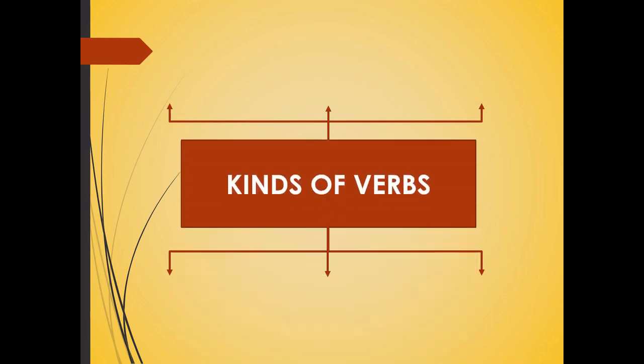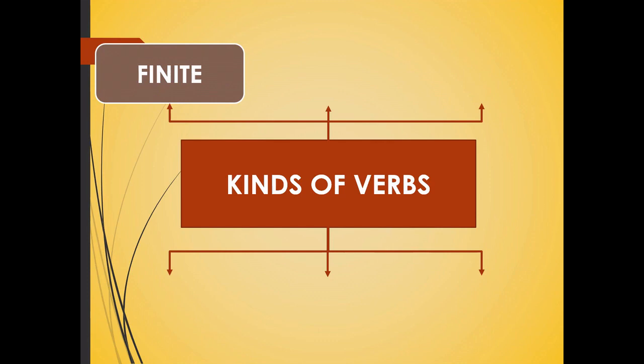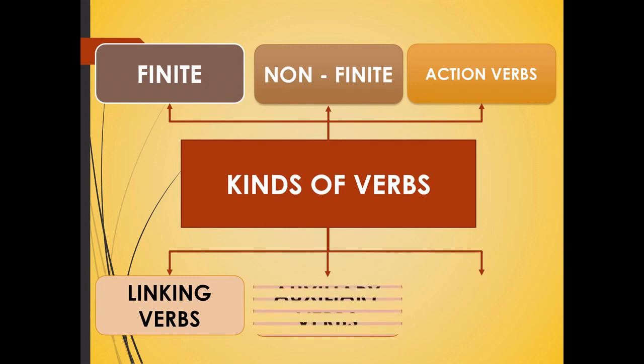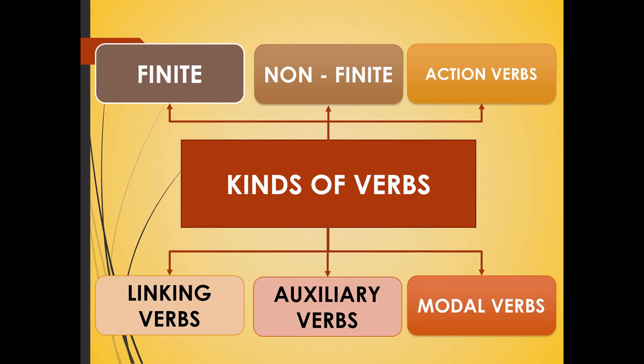So let's see how many kinds of verbs there are. Number 1, finite verbs. Number 2, non-finite verbs. Number 3, action verbs. Number 4, linking verbs. Number 5, auxiliary verbs. And number 6, modal verbs. So there are 6 kinds of verbs.